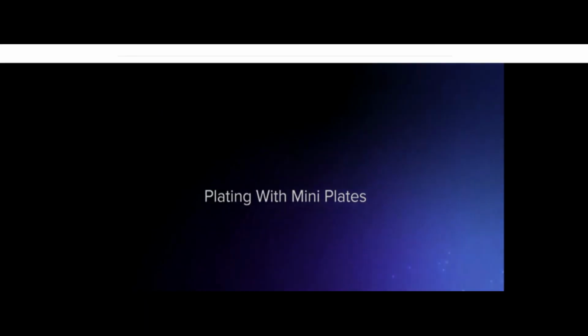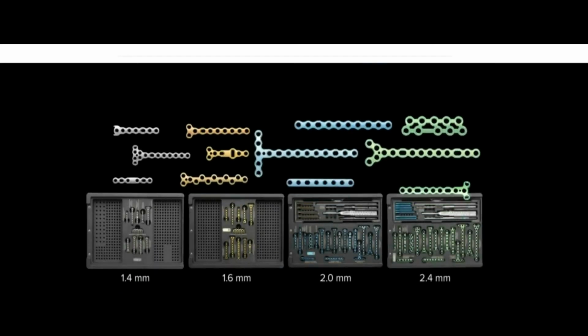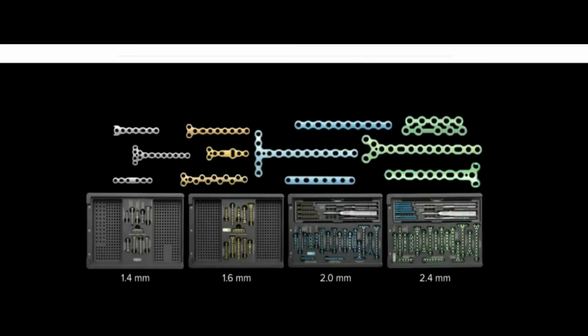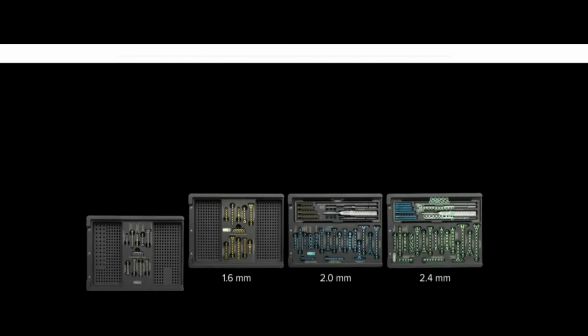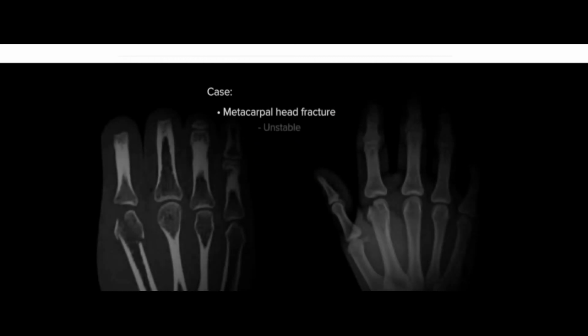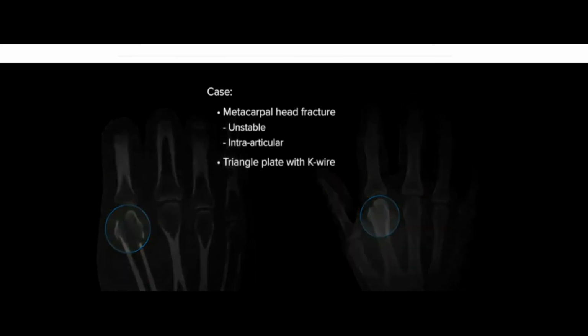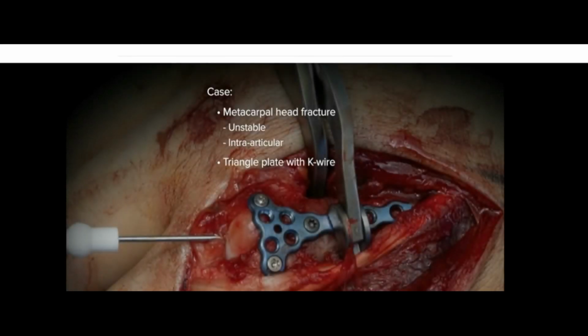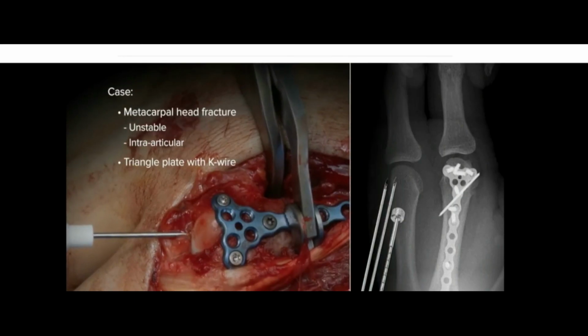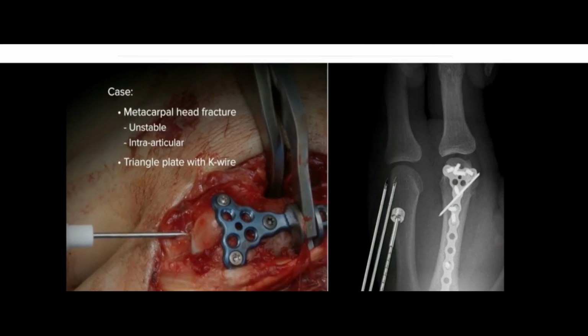Locking mini plates come in a variety of different lengths and sizes depending on the severity and type of fracture. In unstable intra-articular metacarpal head fractures, the use of a triangular variable locking plate, along with K-wire fixation, like Trimed pins, provides strong support to the two split fragments.